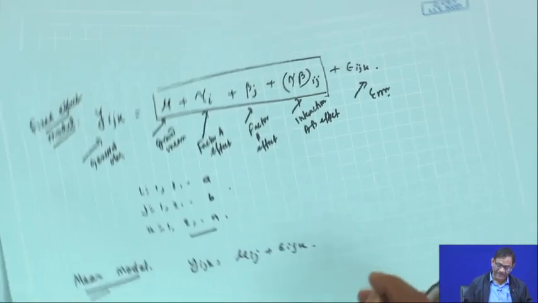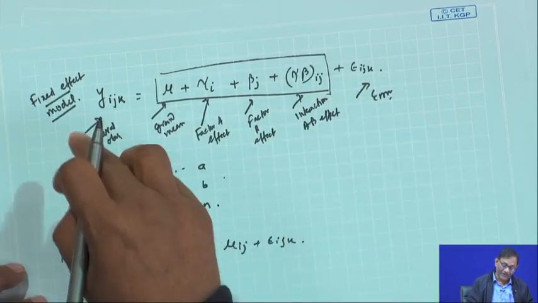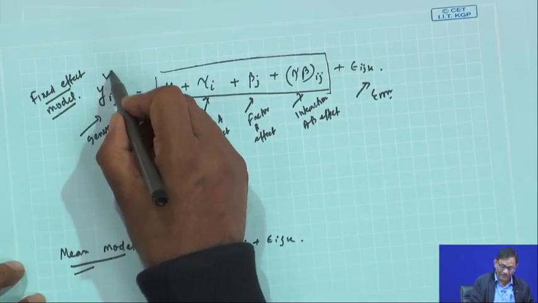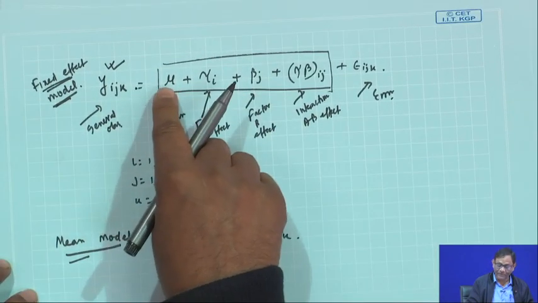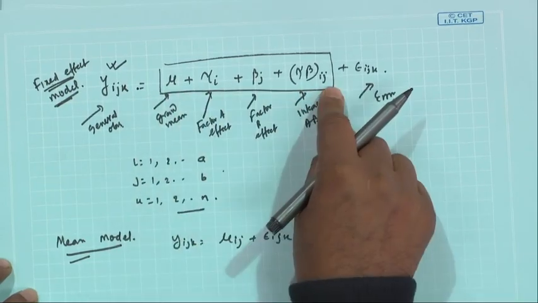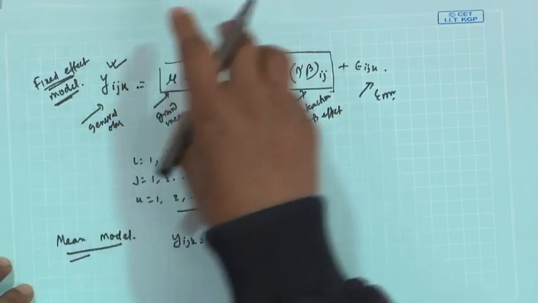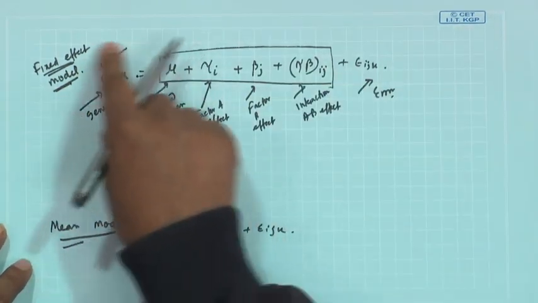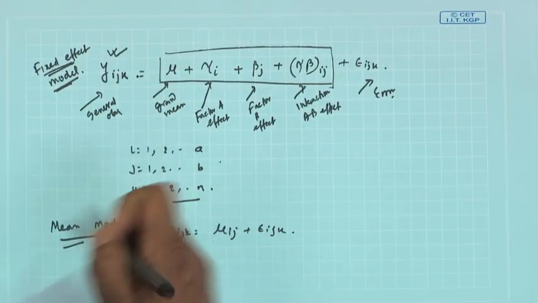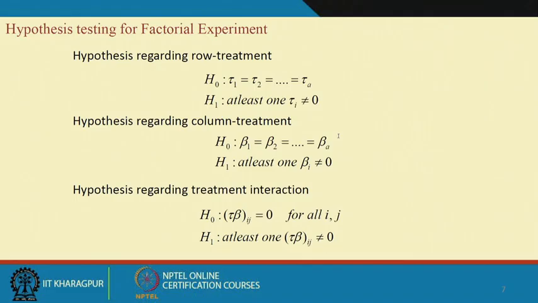So, if I say for a two-factor factorial experiment, what is the statistical model? The fixed effect model is this. What will be your role? Your role will be to estimate all the parameters, and thereafter you test whether this model is significantly contributing in explaining the y variability or not.